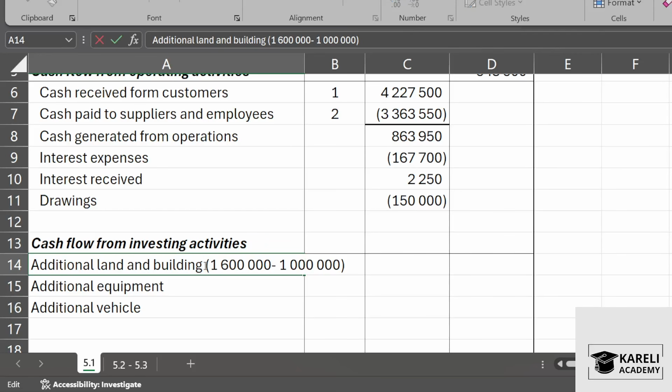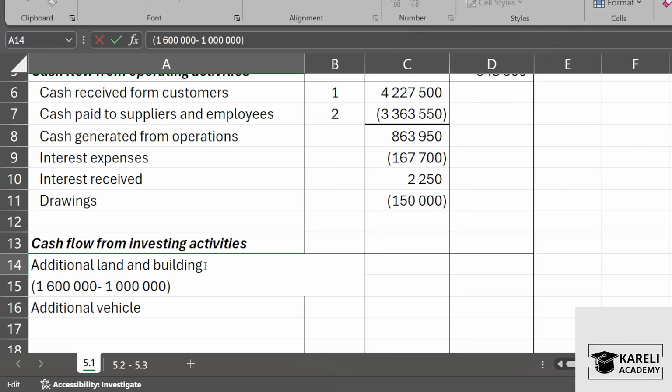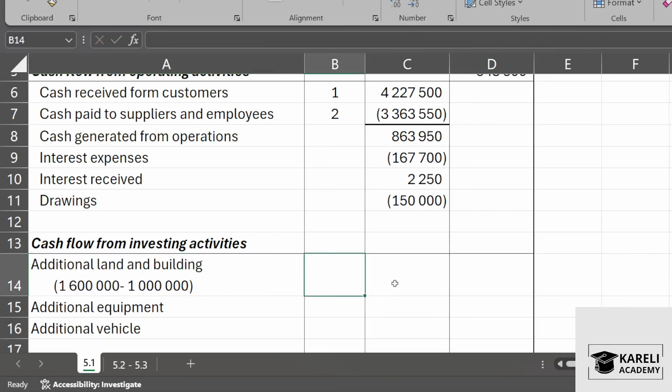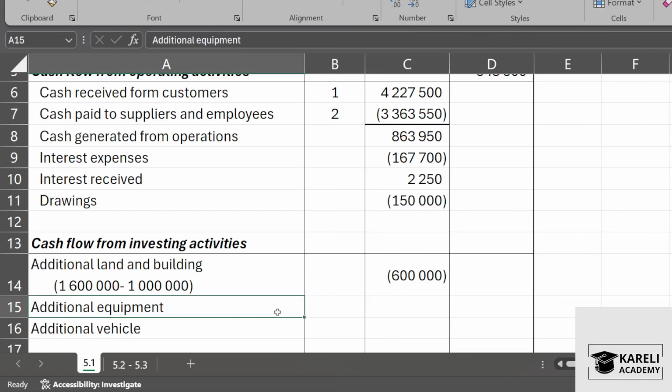Let me have the calculations like this. Right? And then the answer would be 600,000. Now, guys, please, the additional assets, always they should be in brackets. The difference is 600,000. Do it on your calculator.